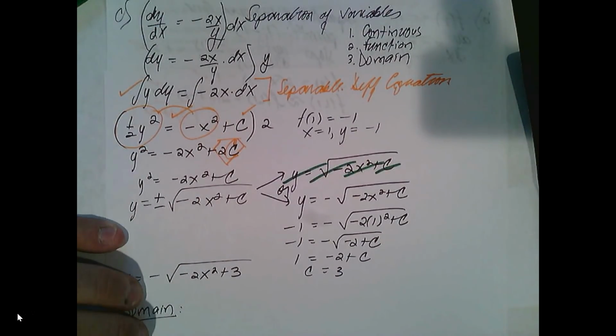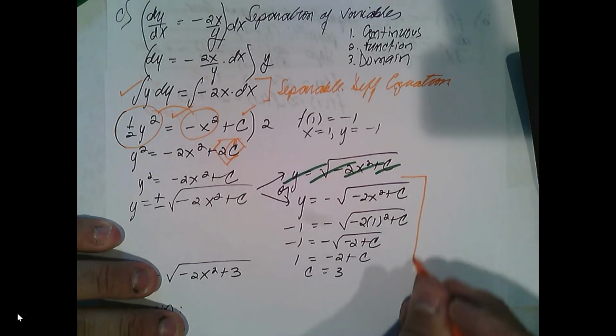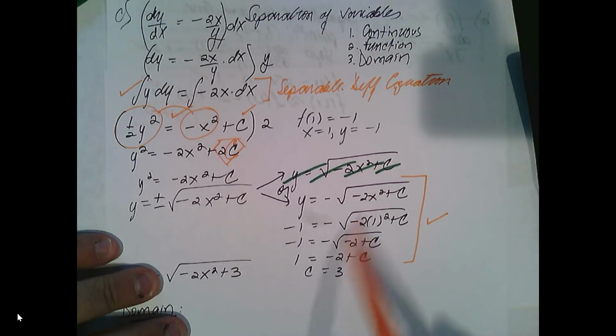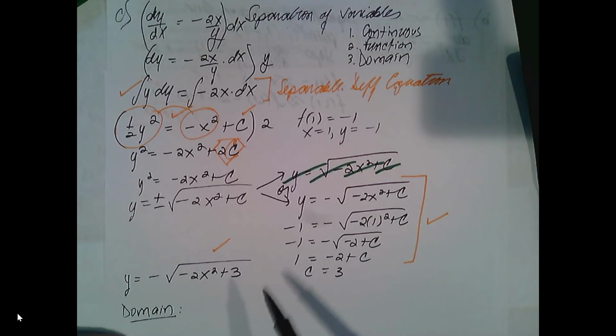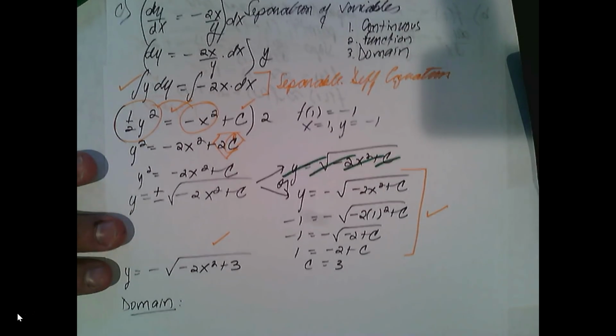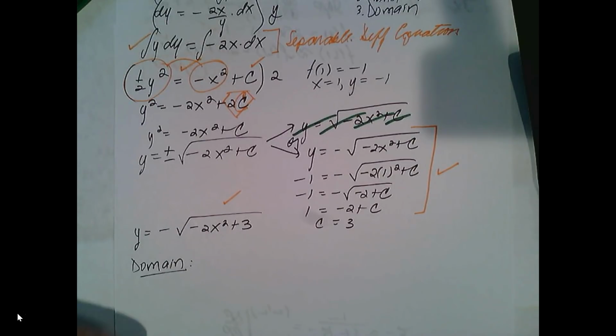1 point for remembering to include the constant of integration. Another point for using the initial condition to solve for the constant. And then 1 point for coming up with the final answer. Now, the College Board scoring rubric, they always indicate what the domain is, but I've never actually seen them dock a point or award a point for the domain.